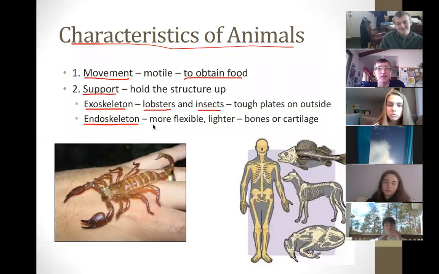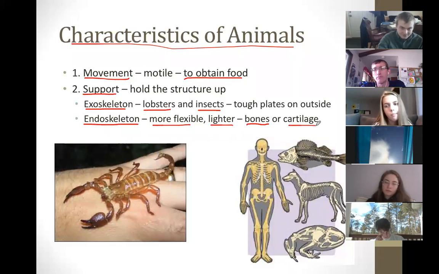You and I have an endoskeleton. Benefits to this: we are a little more flexible. We are lighter. Exoskeletons are very heavy. Per their size, insects are quite dense. You and I are a little bit lighter. We have these in the form of bones, cartilage, both. You and I have both.